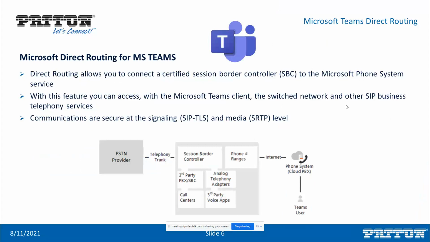And I will start with this page, which is a general overview of what Microsoft Direct Routing is and what the place of the SBC in the network is. Direct routing is a feature enabling an ESBC to be connected to Microsoft Teams. The ESBC is the demarcation point between the Microsoft phone system and the other telephony voice services, phone systems, IP PBXs, call centers, third-party voice applications, etc.